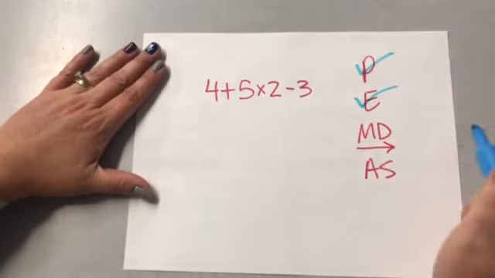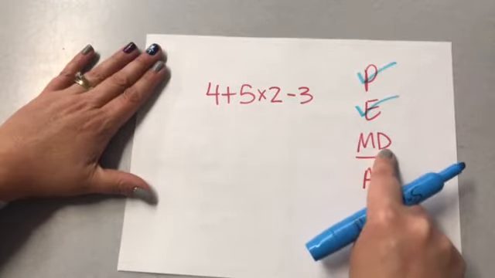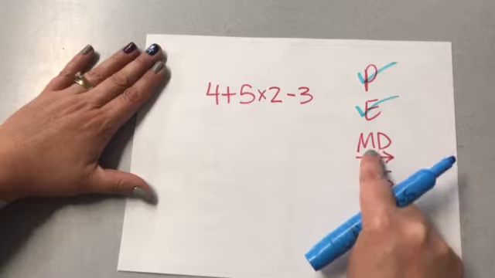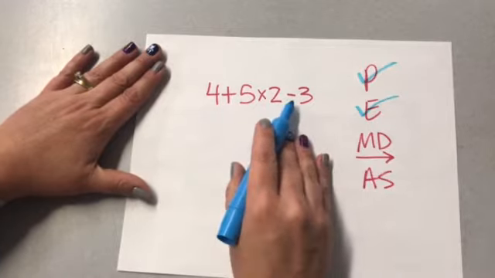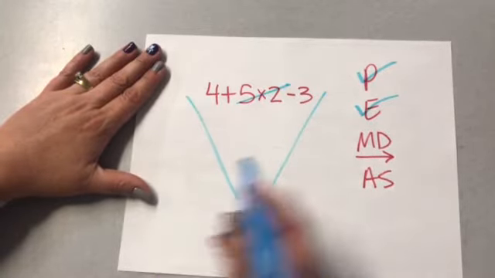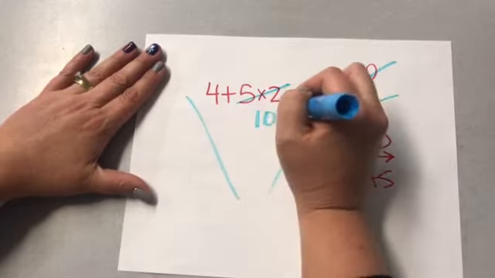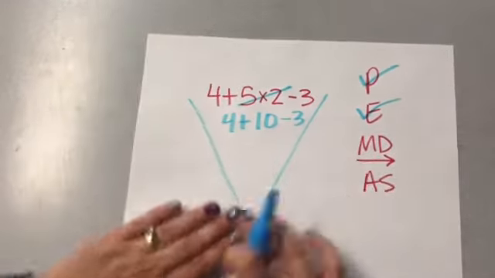There are no exponents to worry about. So the first thing we do is multiply or divide, whichever comes first in order from left to right. I see I have addition, multiplication, subtraction. So I'm going to do 5 times 2 first. 5 times 2 is 10. I rewrite everything each step that I go.